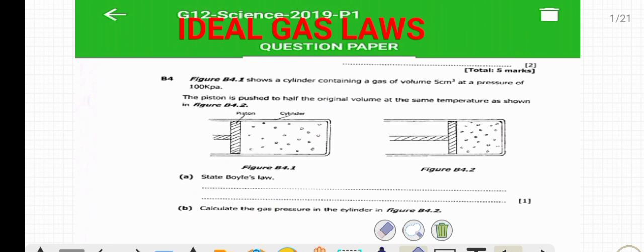At the end of this lesson, we're going to answer this question that is here. This is a 2019 paper 1, and this was question 4B. We are doing this lesson so that we can be able to answer questions such as this one.